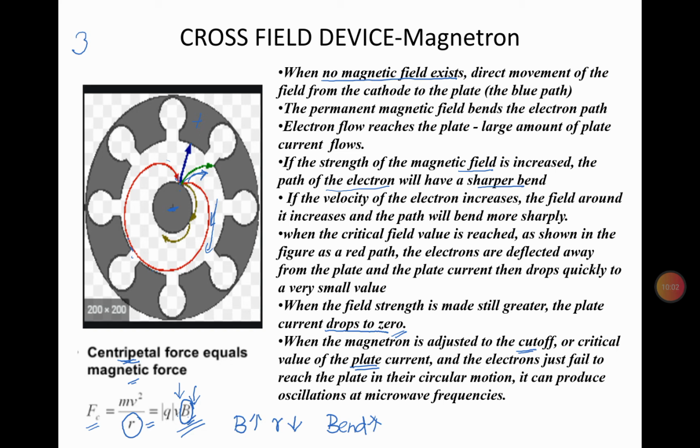For normal operation, the magnetic field is always kept greater than the cutoff magnetic field. So if the value of magnetic field is greater than the cutoff magnetic field, you see this path, okay? The path is highly curved. The radius of curvature is extremely small. So the electrons emitted by the cathode won't even reach the anode and they quickly come back to the cathode.